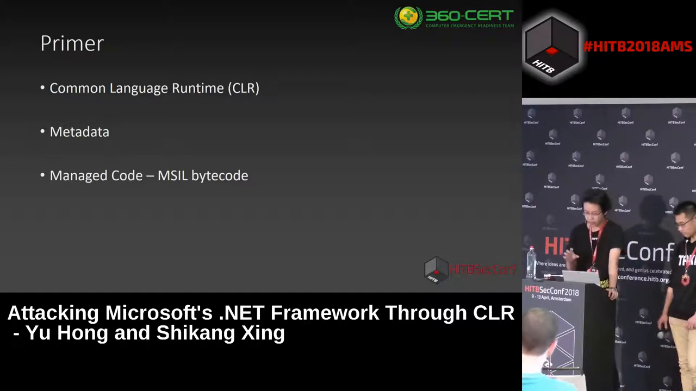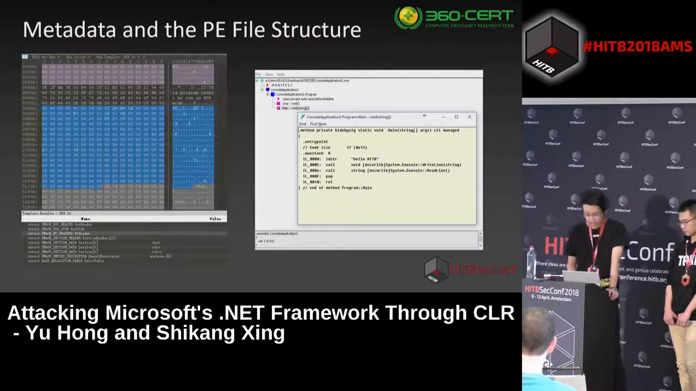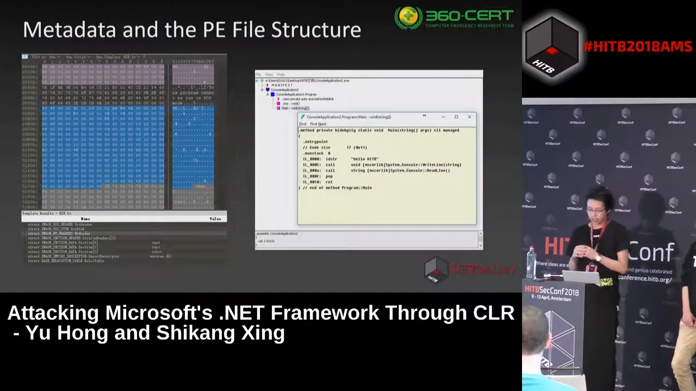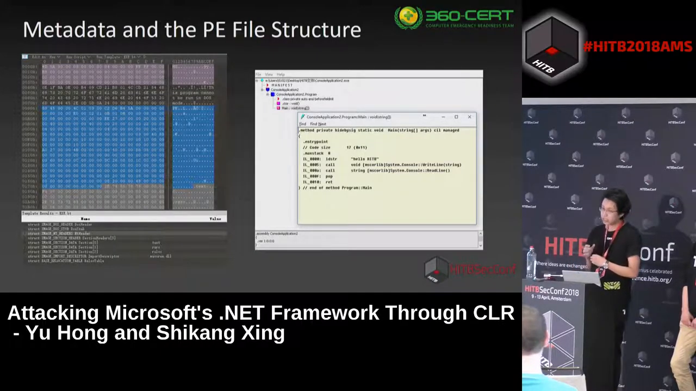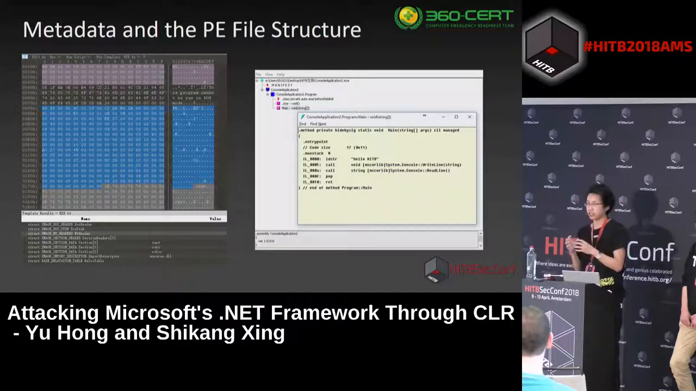When you write code using a high-level language on top of .NET, such as C#, VB, and F#, the compiler creates an intermediate language, which is called MSIL, the Microsoft Intermediate Language. Metadata is stored in one section of the .NET framework PE file, and another section is for the MSIL. So the first section is for metadata, and another section is for MSIL.